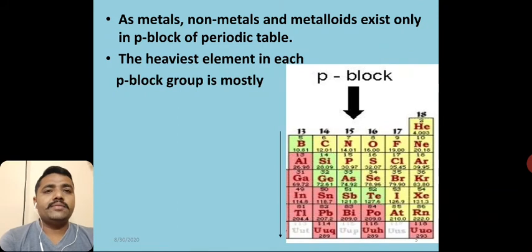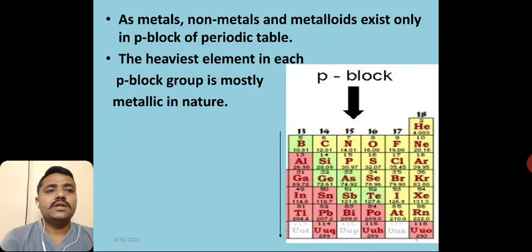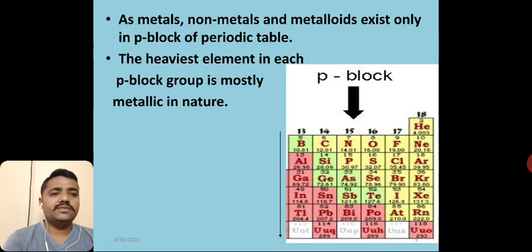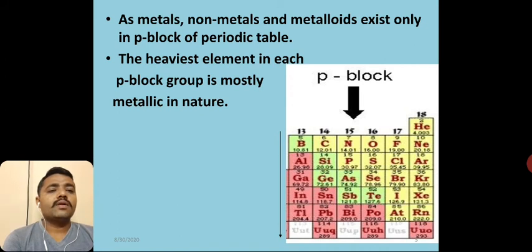Another one: the heaviest element in each p block group is mostly metallic in nature. It means in the periodic table, the above side is non-metals, the medium side is metalloids, and below in the p block are metals. You can see here the yellow portion is non-metals, the medium is metalloids, and the red color shows metals.